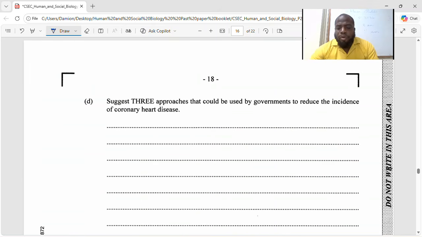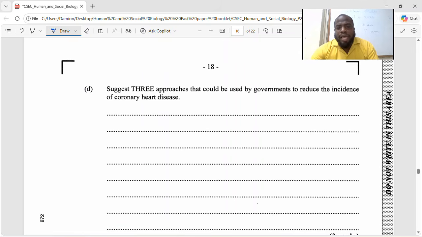So, three approaches that could be used by government to reduce the incidence of coronary heart disease. Now, one of the things I always tell students, when it comes to disease and other things, is public education.